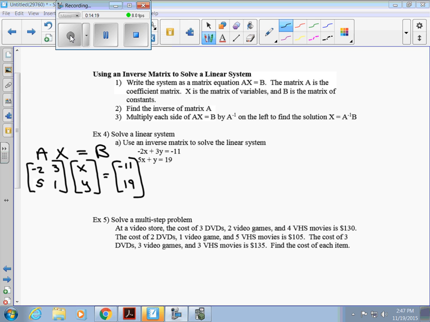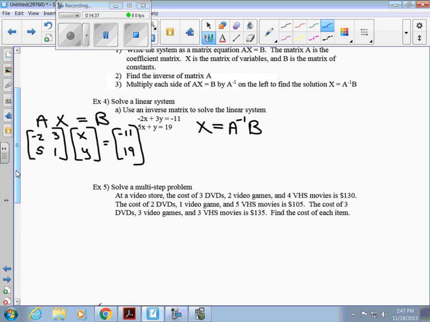So we're just going to find X equals the inverse of A times B. So to do this, we have to find the inverse of A. And the inverse of A, once again, is going to be 1 over -2 minus 15, times, and then we switch those two, so it's going to be 1 and -2, switch the signs, and then we're going to multiply it by -11, 19.